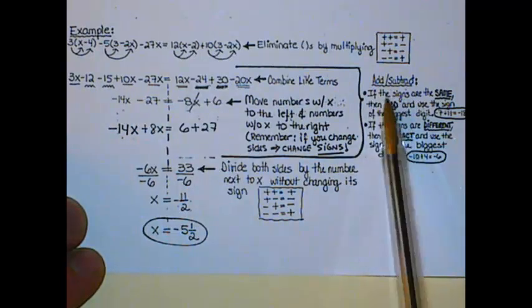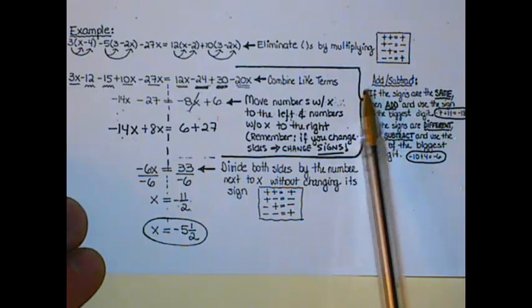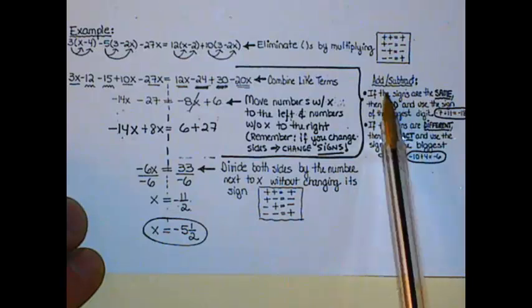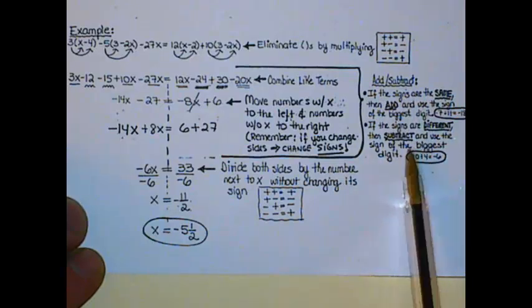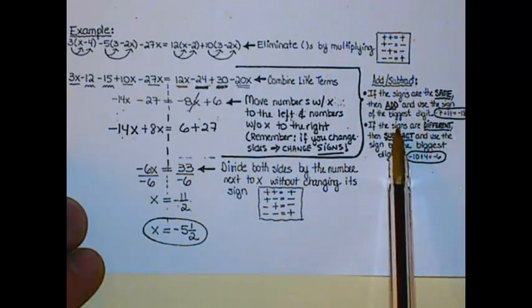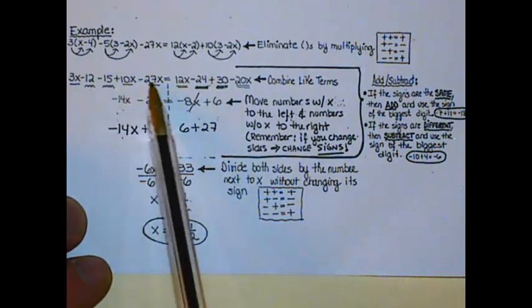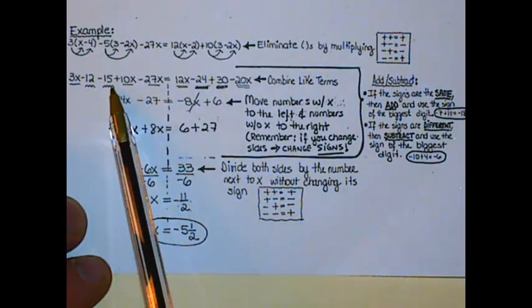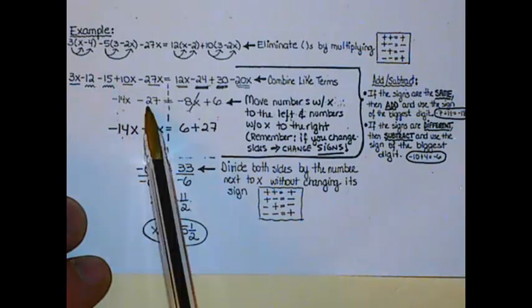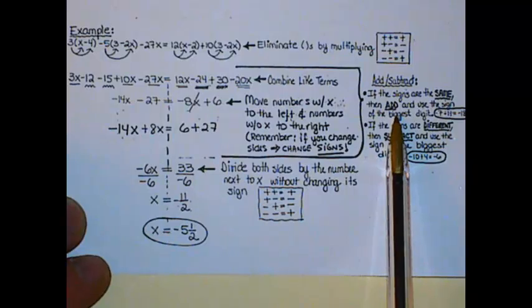And here I have a little description of the rules of adding and subtracting. It might be a little bit harder to see on the video, but if you print this out, you'll be able to see it better. But basically it tells you the rules of adding and subtracting, and that's the rules that I apply when I combine 3x plus 10x minus 27. Okay? And then I did negative 12, negative 15. Signs are the same. You add, get 27. Sign is the biggest. So basically these are the rules that I'm using.